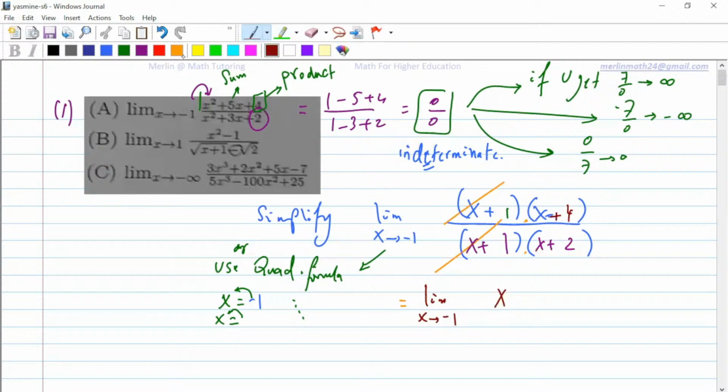Okay, so go ahead, replace n. Your final answer is how much? It's going to be -1 plus 4, which is 3 over 1. So it is a 3. Finish. Okay? So this is part A. We jump to part B. Go ahead.